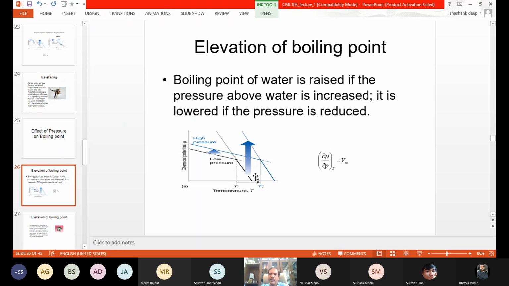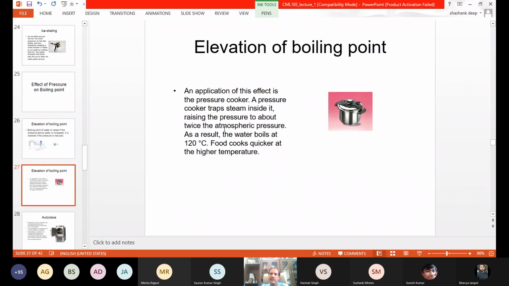Okay. If the pressure above water is increased, the boiling point is raised, and it is lowered if pressure is reduced. Okay. And so what we now know is that the boiling point of water is raised if I increase the pressure, and on this basis your pressure cooker works. All right, what we are doing is increasing the pressure, and that's when water will not boil at 100 degrees Celsius, it will boil at a higher temperature.